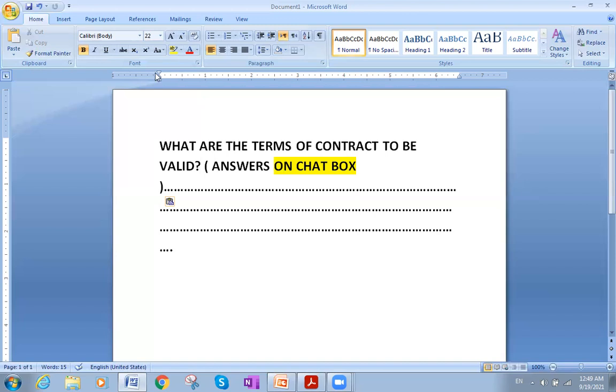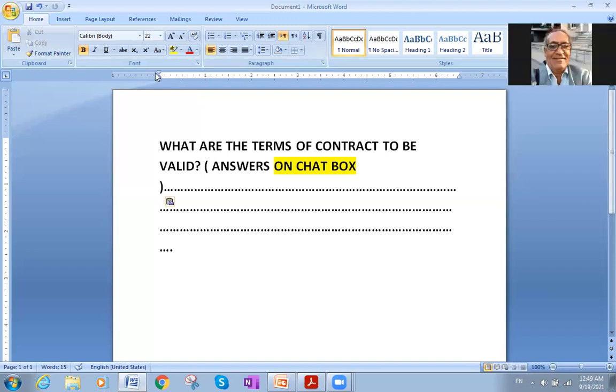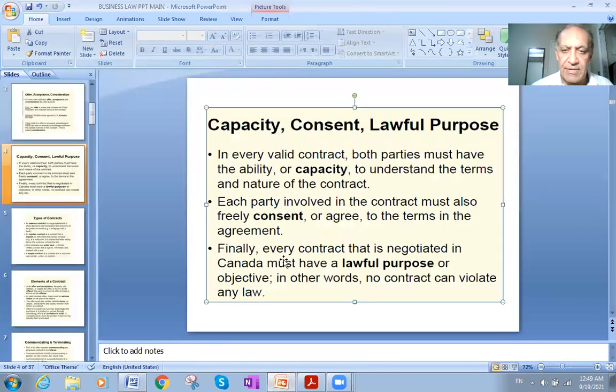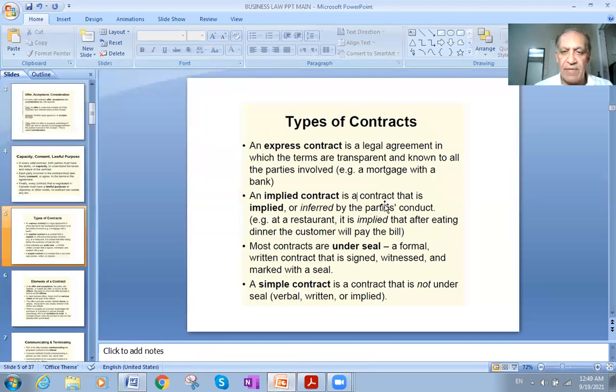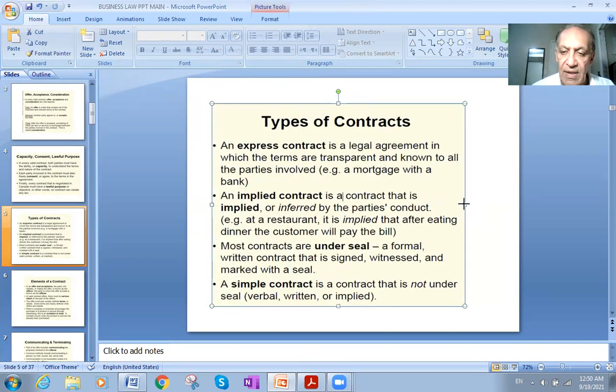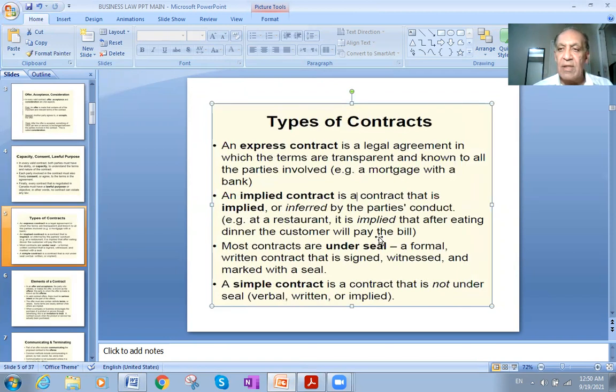Cool, perfect. So we'll go now to the second part of our lecture. Okay, we finished the conditions of the contract. Now we'll move into the types of contracts. What are the types of contracts and how can we distinguish between each type and the other?